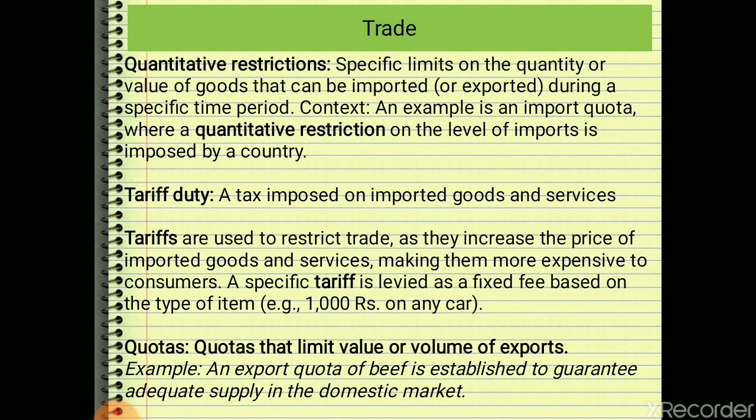As tariff is imposed, the prices will be increasing for customers, and a specific tariff is levied as a fixed rate or fixed fee based on the type of item. Specific tariffs are there for specific items. Then quotas that limit the value or volume of export. What the value or volume of export will be is decided by the quota. Like an export quota of beef is established to guarantee adequate supply in the domestic market, that this amount of beef will be exported and not more than that can be exported.